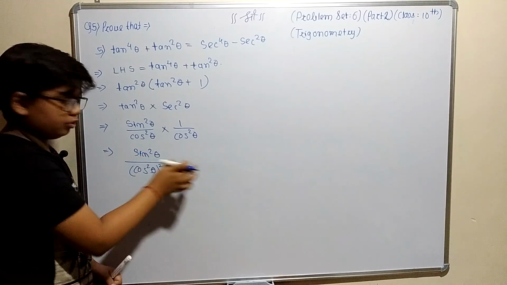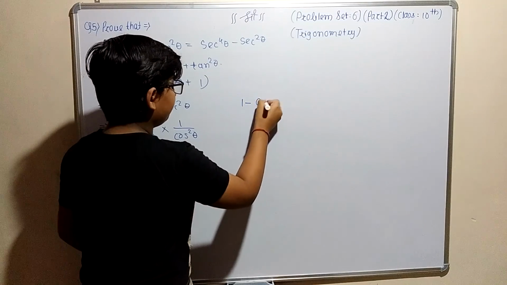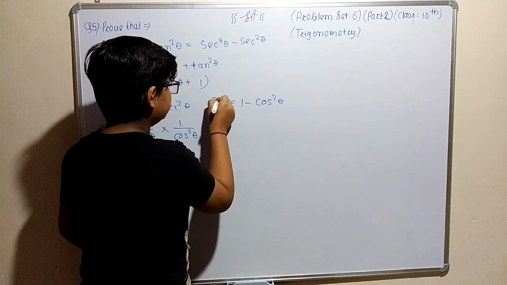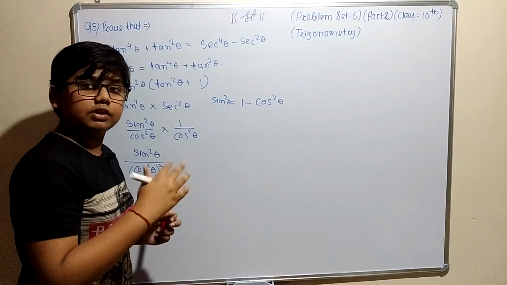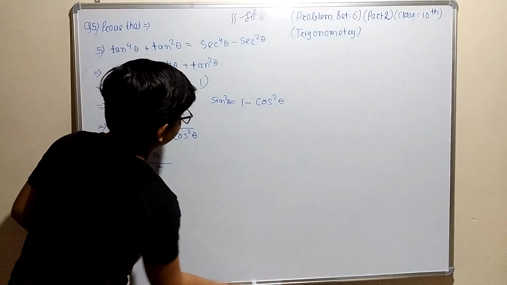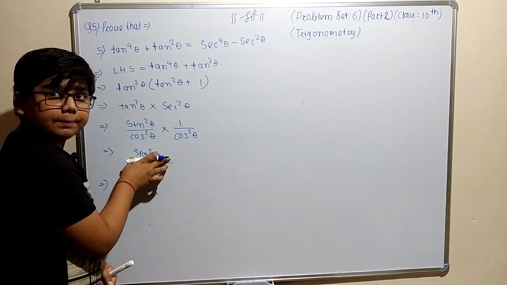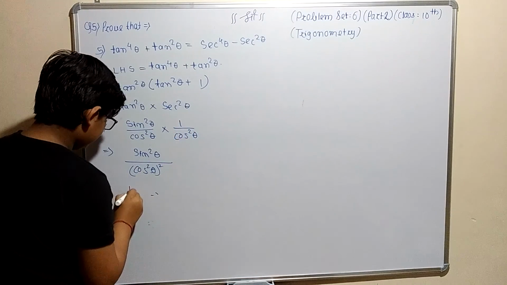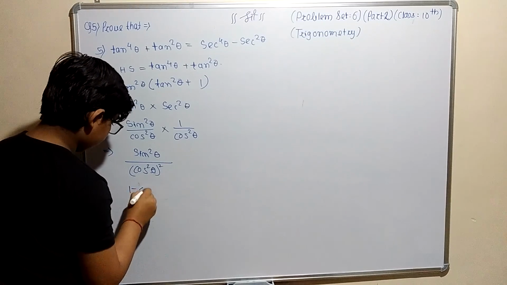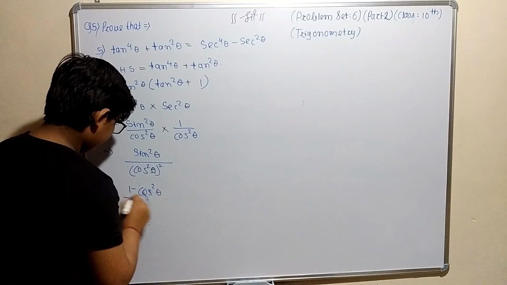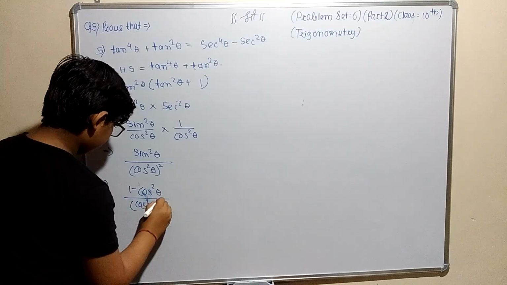Now we will break it into two parts. Now what is sin square theta? Sin square theta is 1 minus cos square theta. Why? Because sin square theta plus cos square theta equals 1. So we can say that sin square theta is 1 minus cos square theta. Now we will break it: sin square theta can be written as 1 minus cos square theta divided by cos square theta whole square.